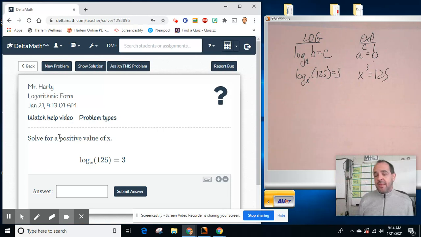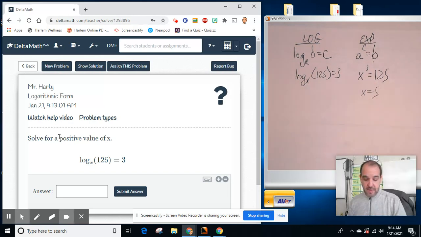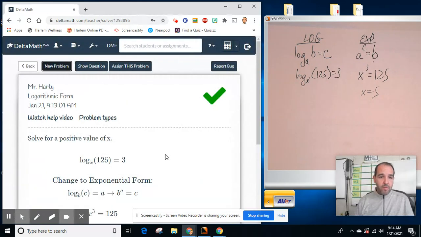So if you don't know, you start playing on the calculator here. You're like, well, let's see, 3, no, it's not big enough. 4, that's not, oh, 5. So x equals 5, and that's all I want. Okay.